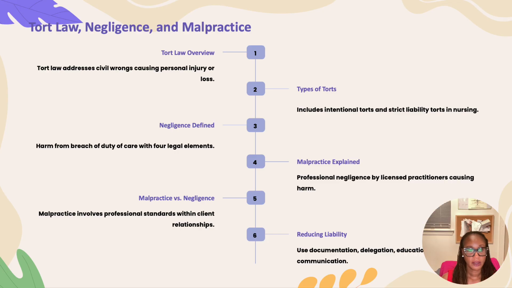Now we look at tort law, negligence, and malpractice. Tort law is a civil wrong leading to personal injury or loss. There are three types of torts. You have intentional tort, for example battery, unauthorized touching, and defamation, which is a false, harmful statement. Strict liability is responsibility regardless of fault, such as defective medical devices. And then we have negligence, harm from breaching duty of care, for example forgetting a safety check.